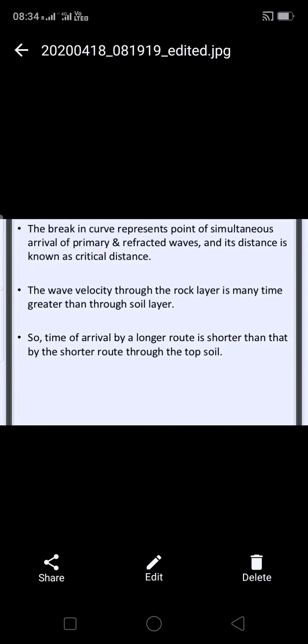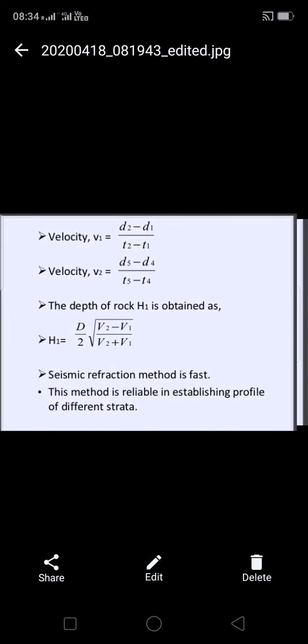The break in the curves represents the point of simultaneous arrival of the direct and refracted waves, and its distance is known as the critical distance. The wave velocity through the rock layer is many times greater than through the soil layer, which we already discussed, around 150 to 1500 and 3000 to 6000. So the arrival time by the longer route is shorter than that by the shorter route through the topsoil.